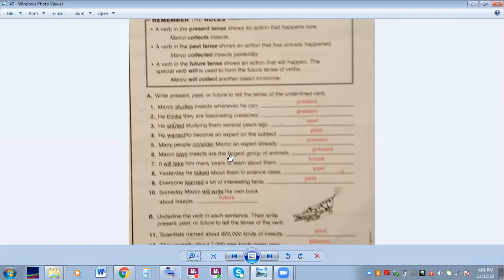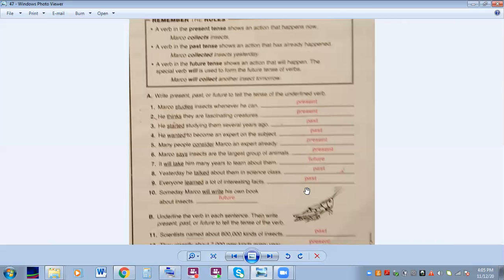Marco says insects are the largest group of animals. Says, there's our S on the end, showing that we have present tense happening now. It will take him many years to learn about them. Will take, future. Remember, our clue is will, the action has not happened yet. Yesterday, he talked about them in science class. Talked, again, ED at the end, past tense. Everyone learned a lot of interesting facts. Learned, again, has ED at the end, past tense.